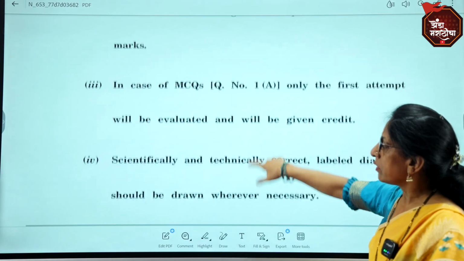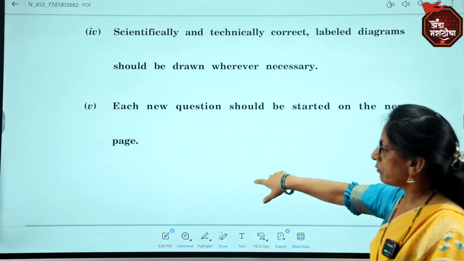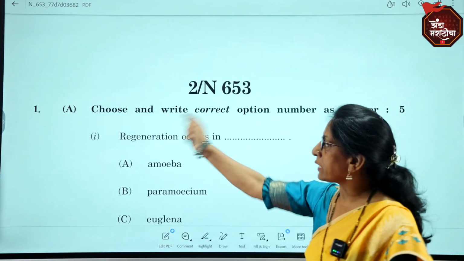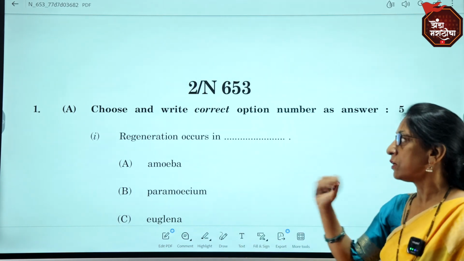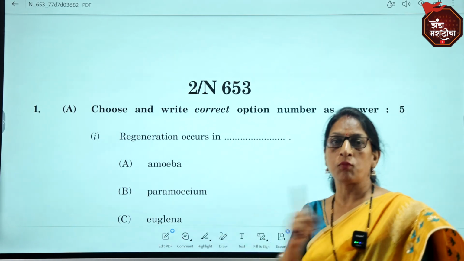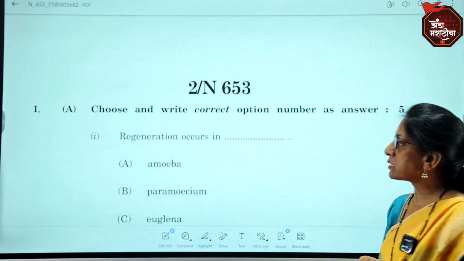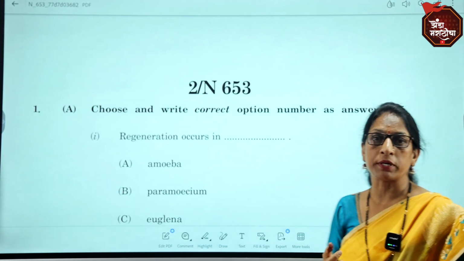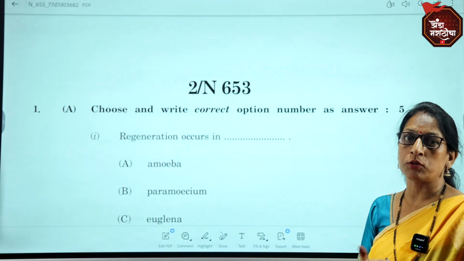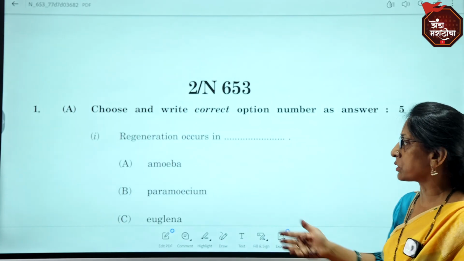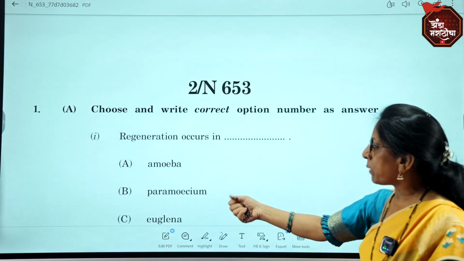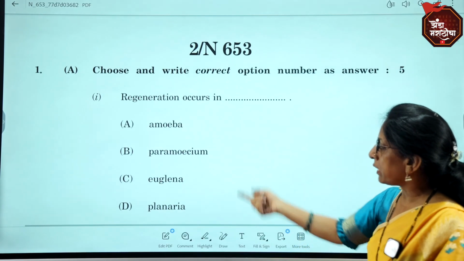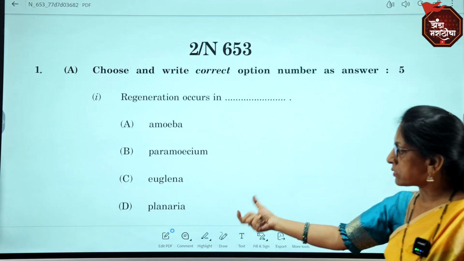Question number 1A: choose the correct option and write the correct option number as the answer. From this question we have to choose the one right option, and this cannot be repeated. You have to go through these questions properly. For example, regeneration occurs in amoeba, paramecium, euglena and planaria. So the right answer is planaria.